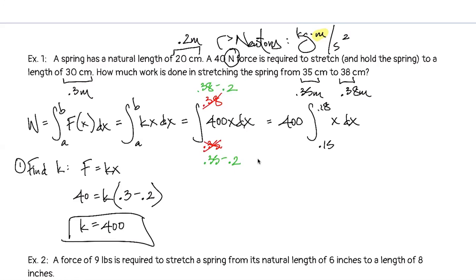A lot of the complexity of this problem is in the setup, but this integral is one of the easiest ones that we've seen in a really long time. I hope it's a little bit of a breath of fresh air, because we're not trying to find some weird trig substitutions and this and that. All we need is the power rule. And so when we integrate, we end up with 200x squared. We're going to plug in 0.18, plug in 0.15, and subtract the two. And we should end up with about 1.98 joules.